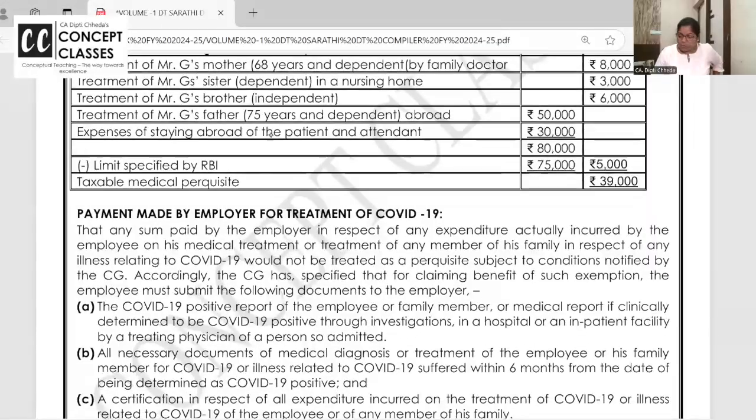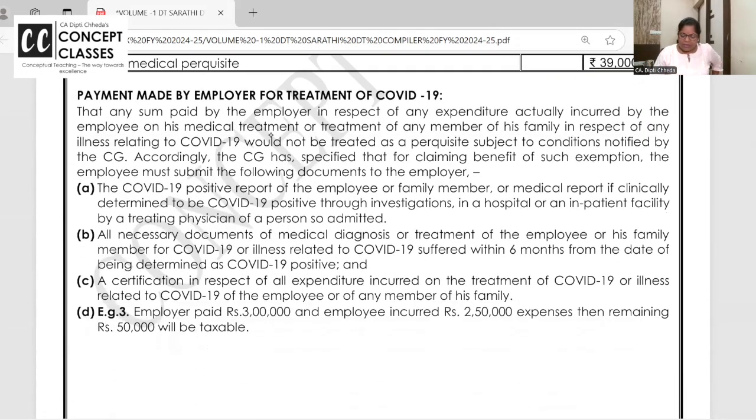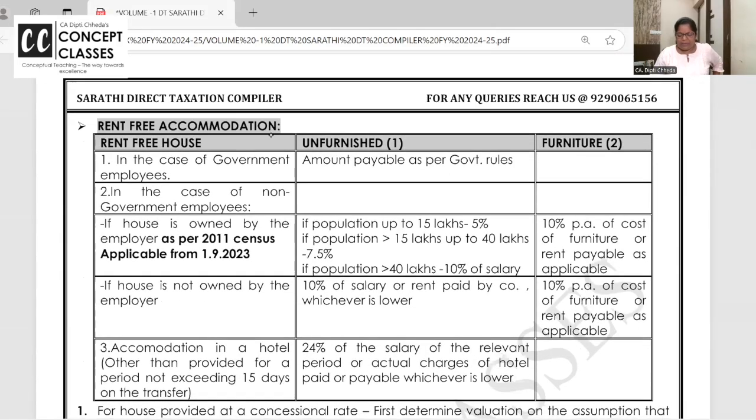Related to that, this question is there and the same has come in the exam twice. COVID related, any payment made by the employer to the employee up to actual expense is fine. But if the actual expense is 2.5 lakh and the employer has reimbursed 3 lakh, 50,000 will be taxed.